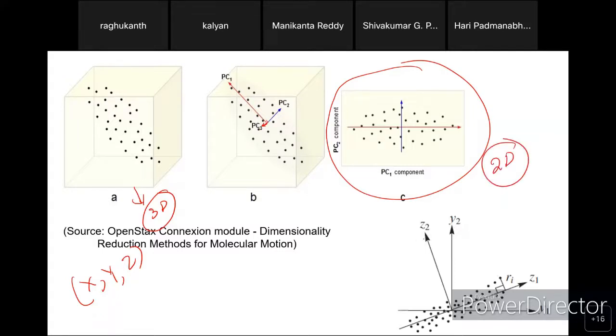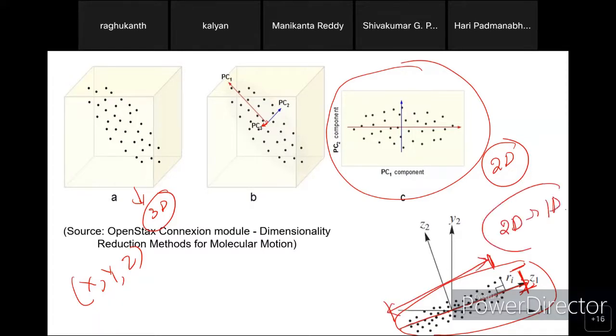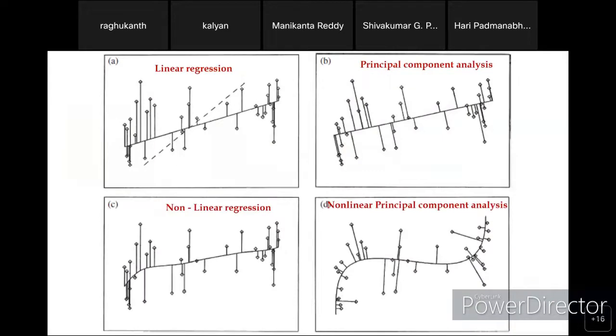So here also, if you see the data, originally the data is 2-dimensional. Now after you do the eigenvalue, eigenvector analysis, you can see in this direction the scatter is very, very small compared to this scatter. So here also, 2D has been reduced to 1 dimension. So this is the concept of principal component analysis: the reduction in the dimensions, okay.